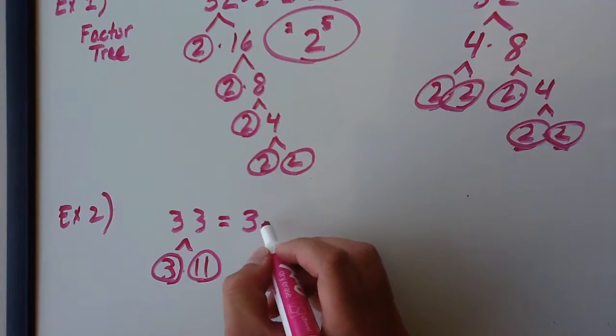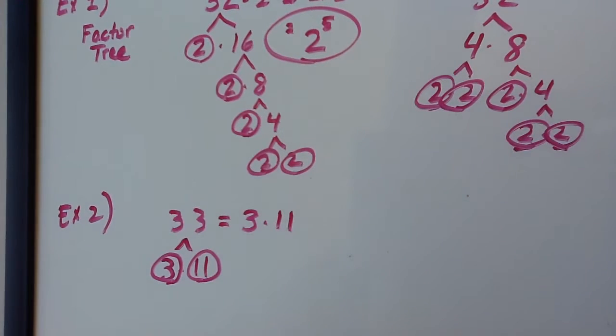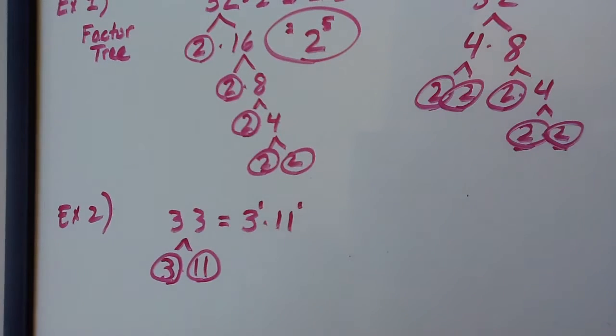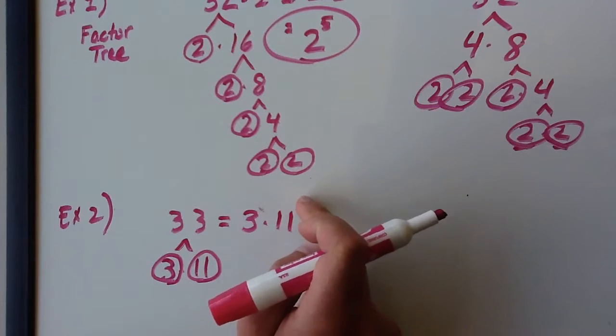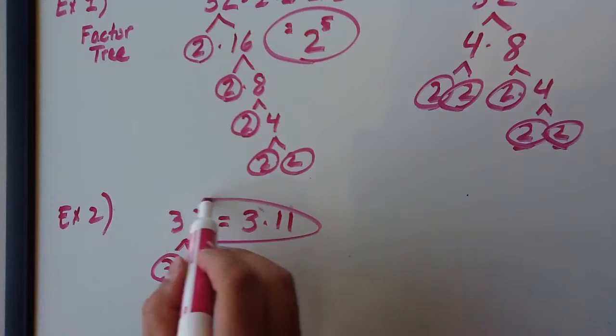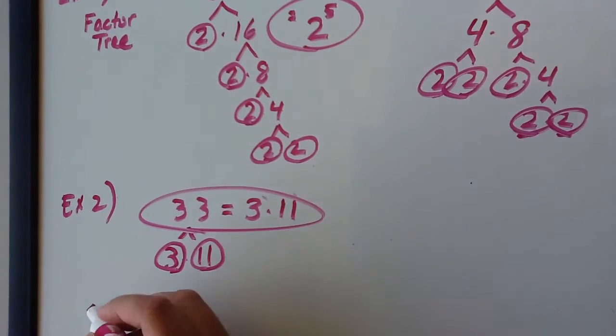The prime factorization of 33 is 3 times 11. Now technically there are exponents of 1 here, right? 3 to the first times 11 to the first. But remember, if the exponent is 1, we don't really need to write it. It's just understood to be there. So this is the prime factorization of 33.